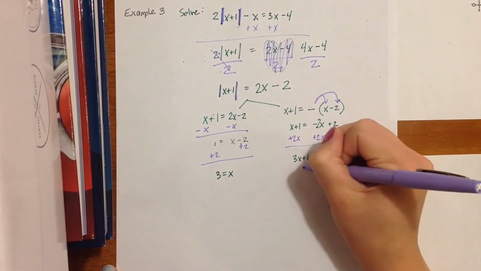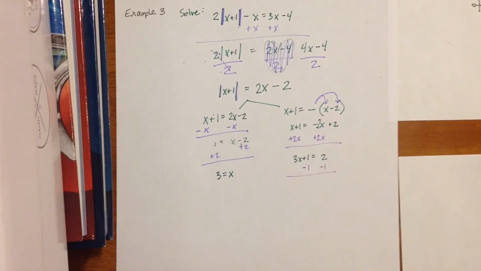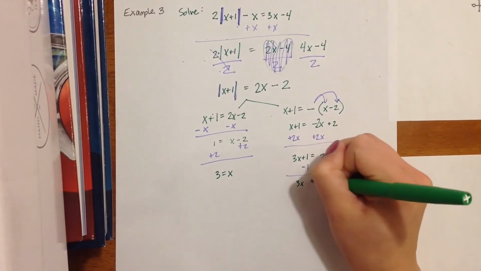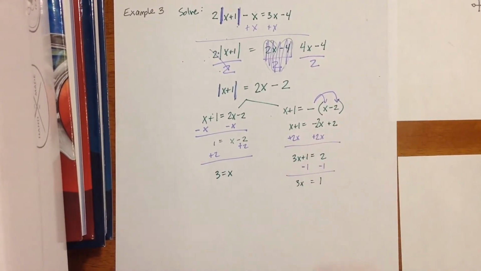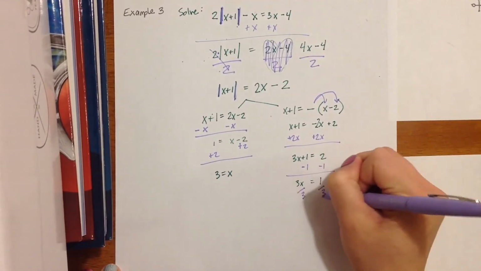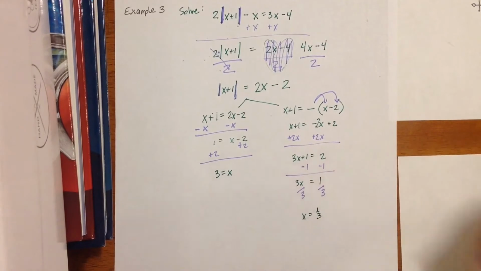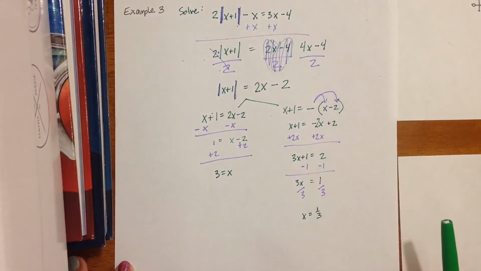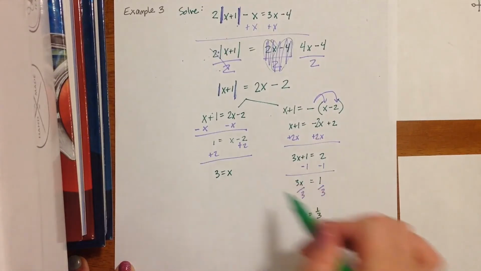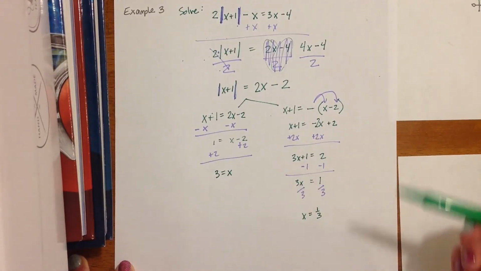I'm going to subtract that 1. I get 3x is equal to 1. Last step, divide by 3. I get that x is equal to 1/3. Hopefully, supposedly, we will find out shortly. So what I'm going to do now is just slide the page up a little bit. We need to test both of these answers in the original problem.